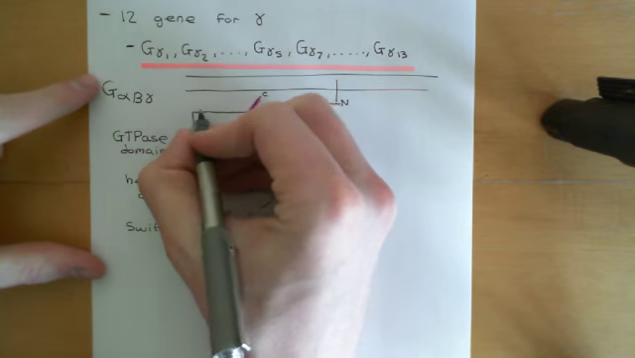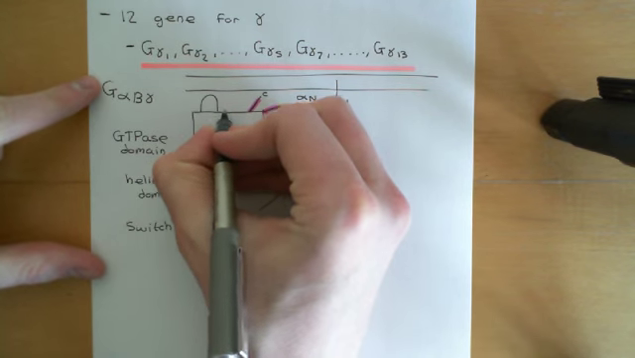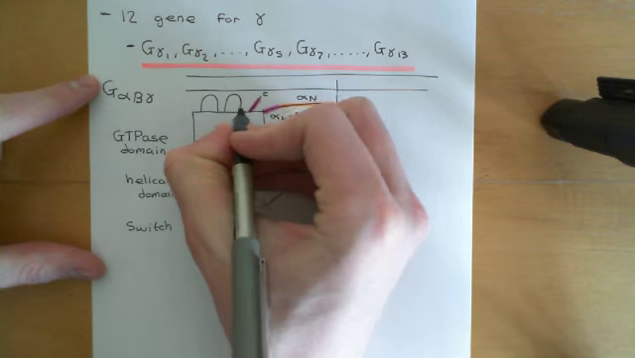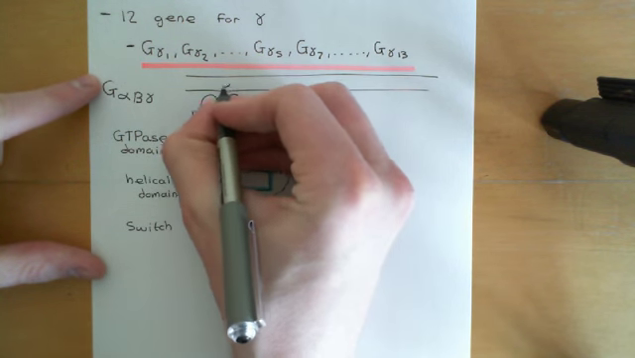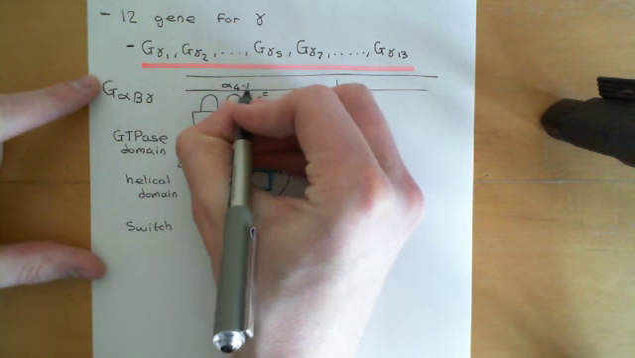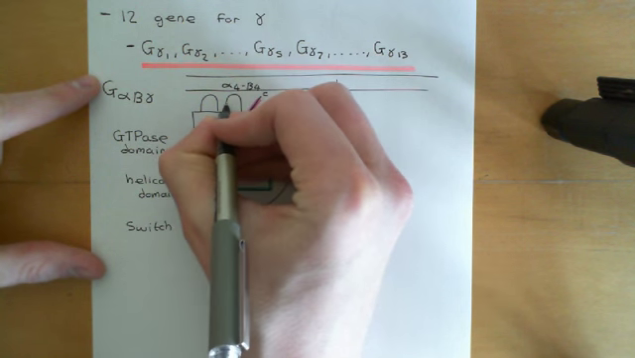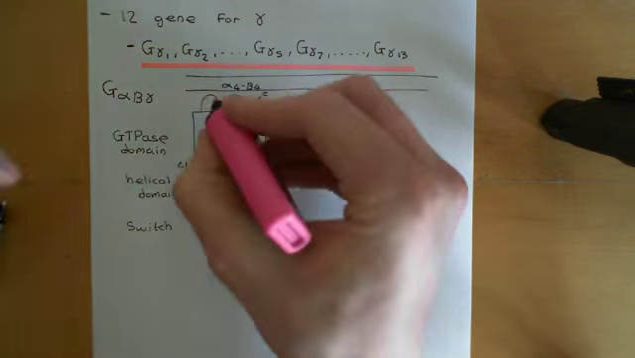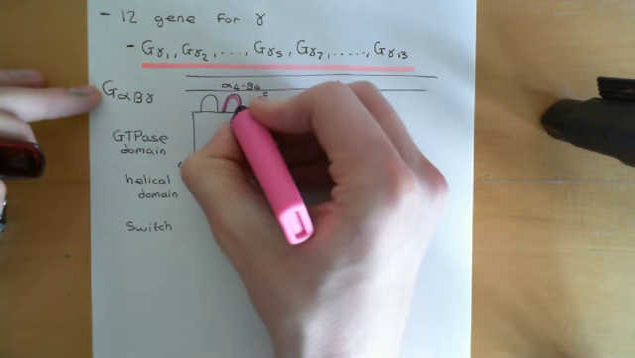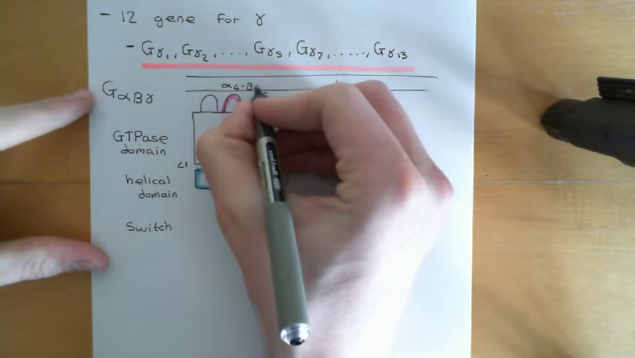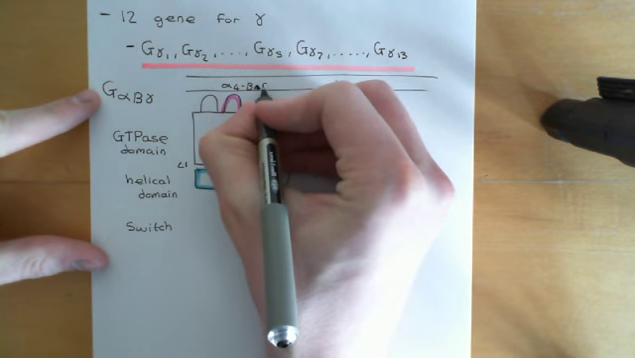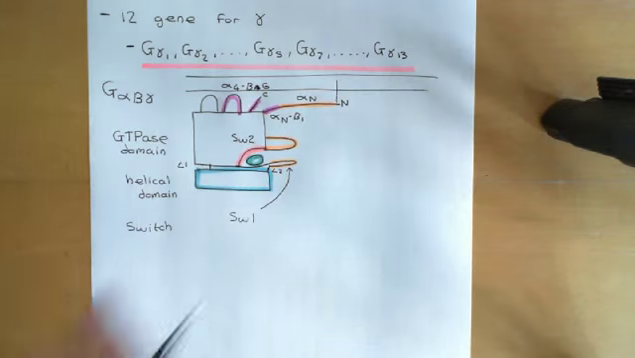Then you have some more loops extending from the top of the alpha subunit like so, and these loops are called the alpha 4 beta 4 loop. That's this one here, between the 4th alpha helix and the 4th beta pleated sheet. Oh, sorry, not the 4th beta pleated sheet, let me just correct that. It's the 6th beta pleated sheet, as we'll see later on.